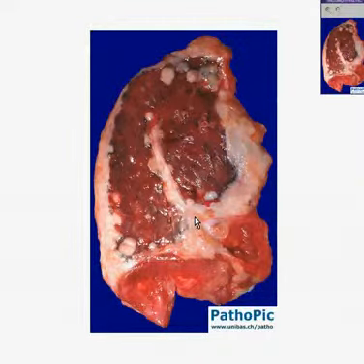So, microscopically, however, nests of mesothelial cells, if they are malignant, can look a lot like either squamous cells or adenocells. And a lot of times you have to do special immunostaining to differentiate the two. So let's look at the microscopic appearance.